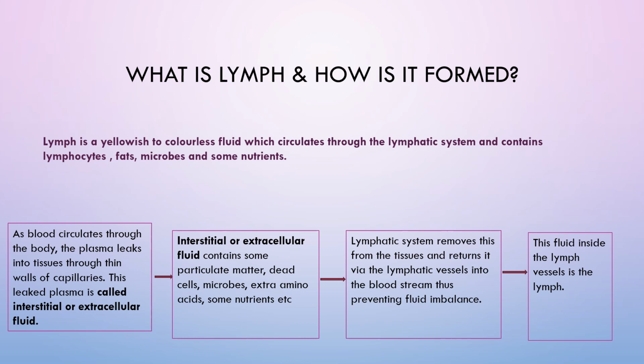How is that done? Via the lymphatic vessels. And by doing so, it prevents the fluid imbalance in the body. So this fluid, when it flows through the lymphatic vessels, then that fluid in the lymphatic vessels is known as lymph.